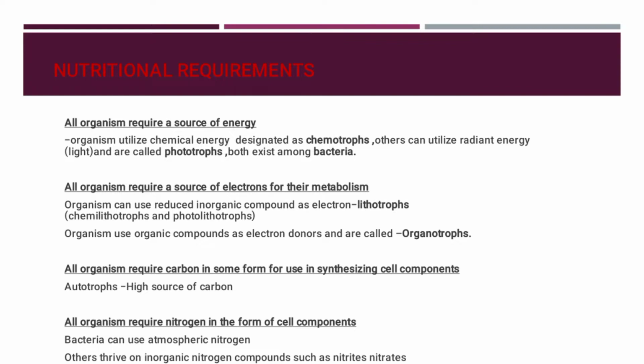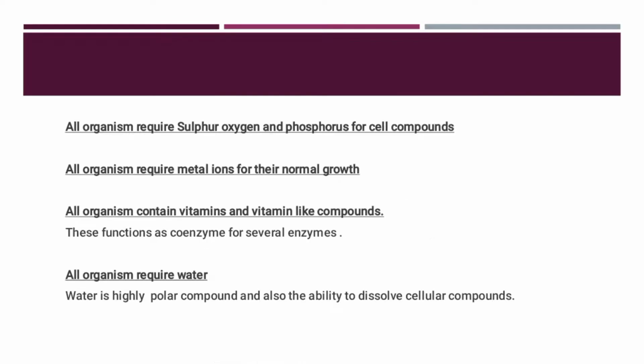Next, all organisms require nitrogen for cell components. Bacteria can use atmospheric nitrogen, and nitrogen is needed for the formation of cellular components. All organisms require sulfur, oxygen and phosphorus for cell components. All organisms require metal ions for their normal growth. Then all organisms require vitamins and vitamin-like compounds. The last nutritional requirement is water. Their body is 70% or 80% made up of water. These are the nutritional requirements.